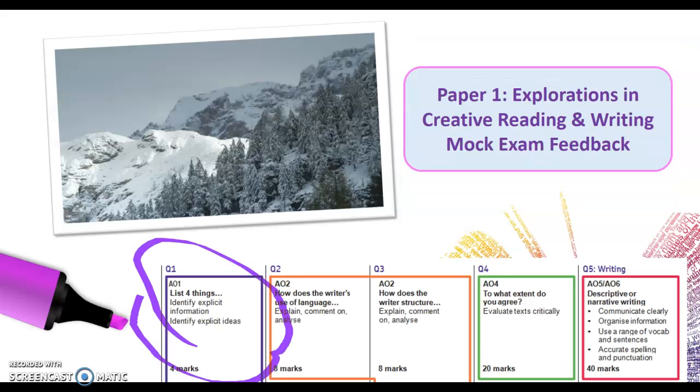The first question is a 4-mark question, and it's very straightforward. It's asking you to list 4 things that you learn from a specific part of the text. The national average for this question is very close to 4 out of 4. It's 3.8 or something like that, because most people do get full marks on this question.